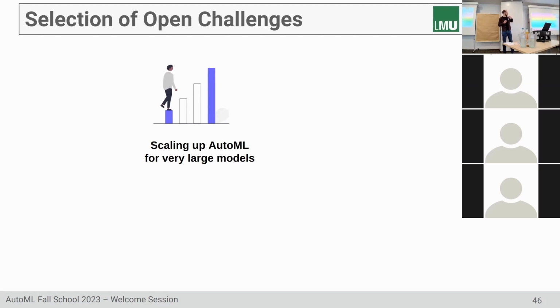So that's one clear challenge, and that's important. And if someone actually moves forward there, that would be a huge success, not only for AutoML, but for machine learning in general.